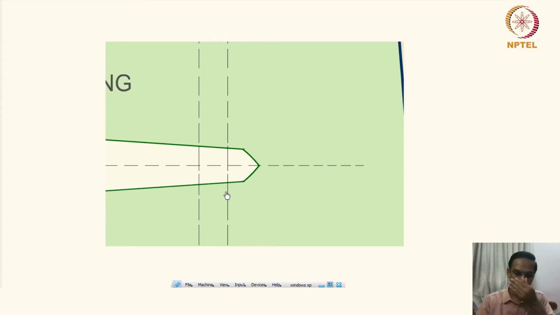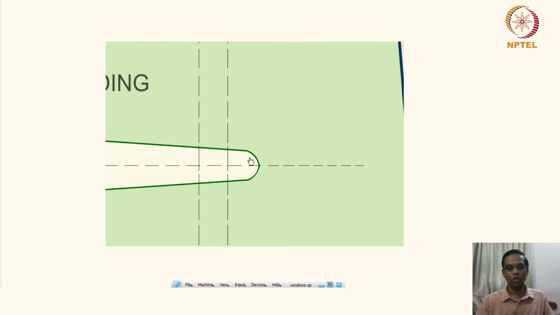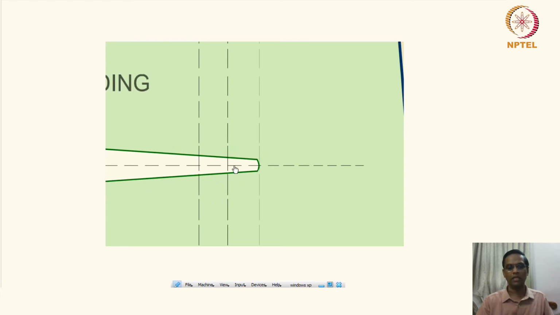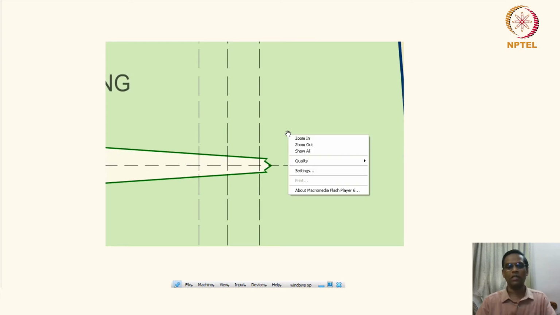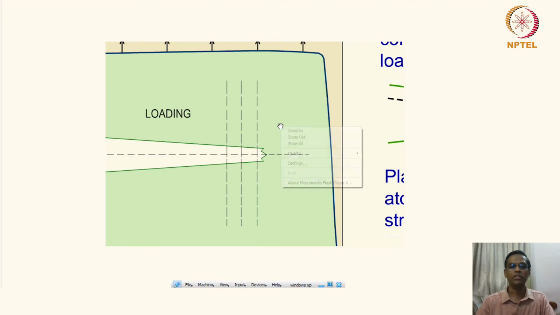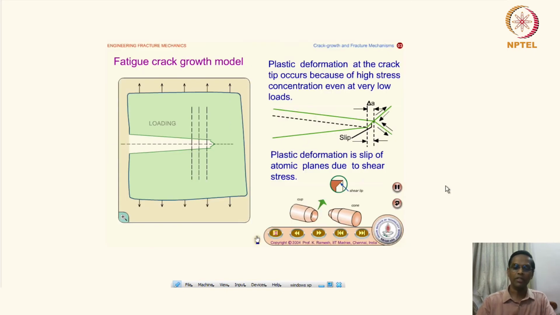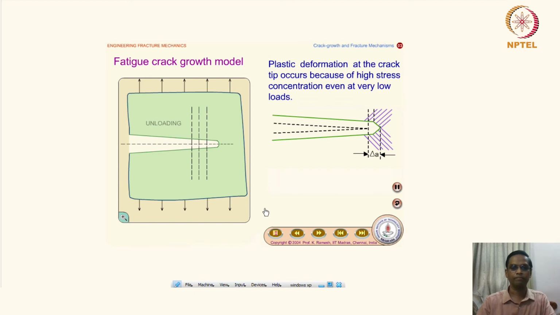Okay, when the crack opens and then the plastic zone becomes blunt, and then it becomes sharp again, and then it tries to extend. So it's a good schematic, at least to start with, to appreciate the crack growth model. We will see how we can support these kinds of ideas.